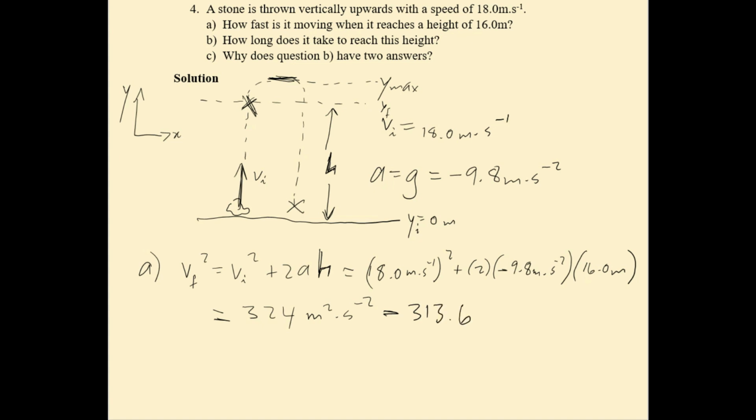So this is 313.6, and let's make sure our units are right. Meters squared times seconds to the minus 2, so we have the correct units. And this is just 10.4 meters squared seconds to the minus 2. So we know what the final velocity squared is.